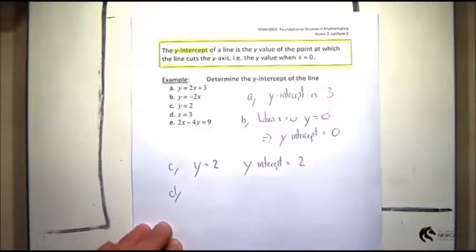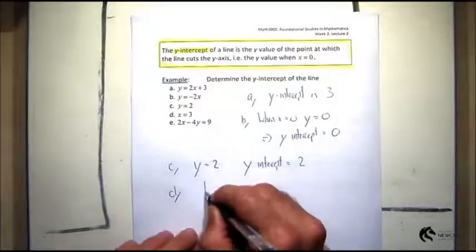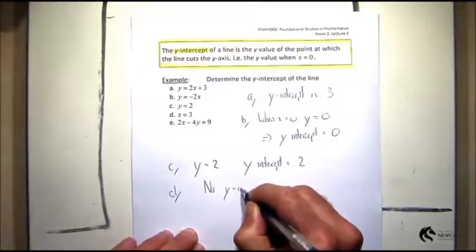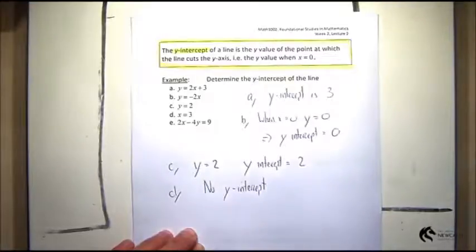D, let's have a look at the line x equals 3. Where does it cut the y-axis? Never does. It's parallel to the y-axis. So it has no y-intercept. Here, no y-intercept. It does not cut the y-axis.